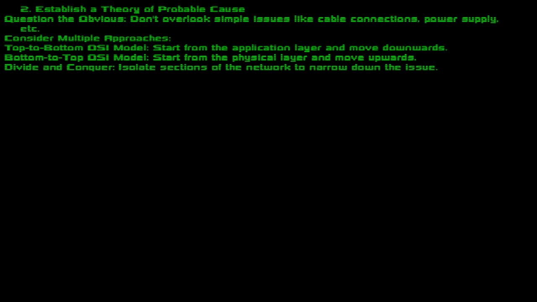Bottom to top OSI model. Start from the physical layer and move upwards. Divide and conquer. Isolate sections of the network to narrow down the issue.